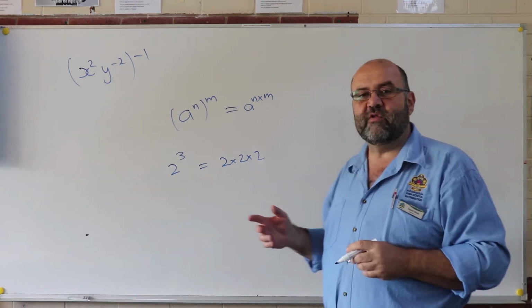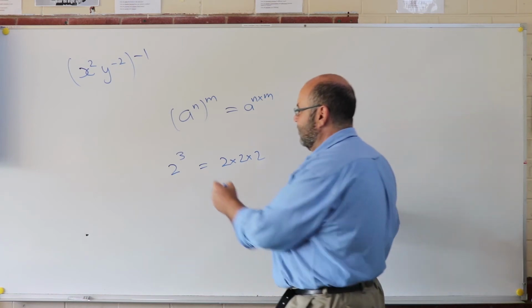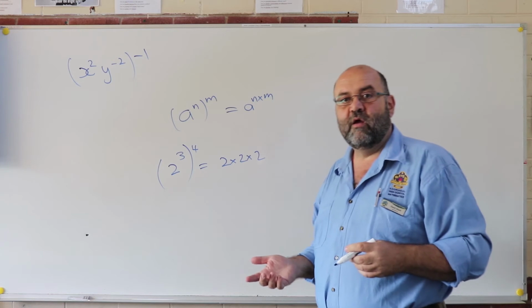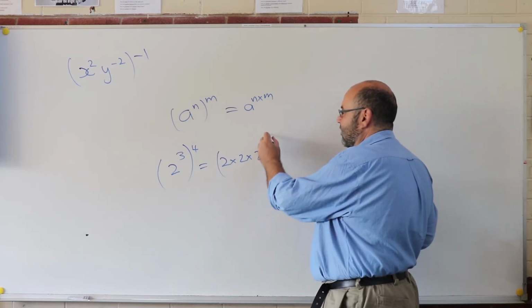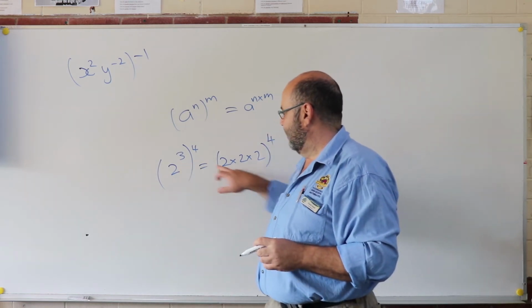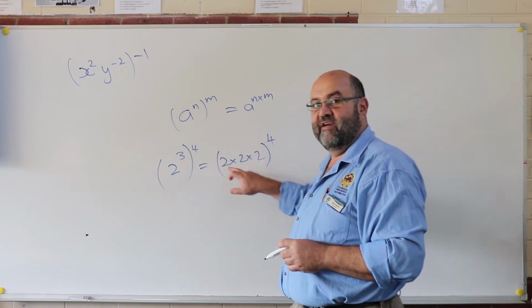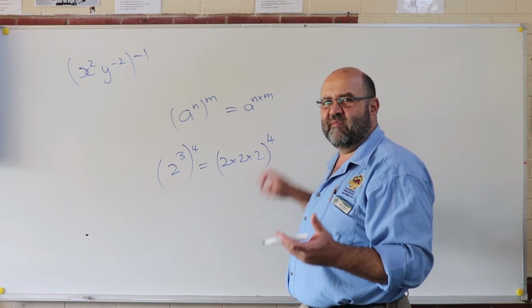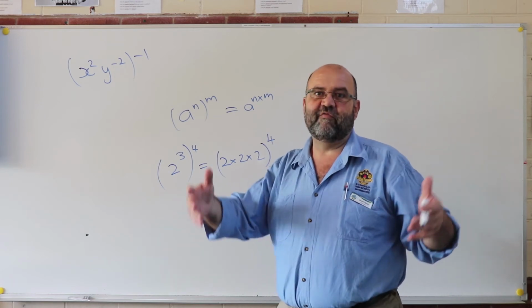Okay. What if I wanted to raise that to the power of 4? So what if I wanted to do this? If I wanted to get 2 to the power of 3 to the power of 4? Well, that would be the same as me getting this and raising it to the power of 4. Okay, 2 to the power of 3 was 2 times 2 times 2. So 2 to the power of 3 to the power of 4 is 2 times 2 times 2 to the power of 4. Well, what does it mean to raise something to the power of 4? Well, it means to multiply something by itself 4 times.